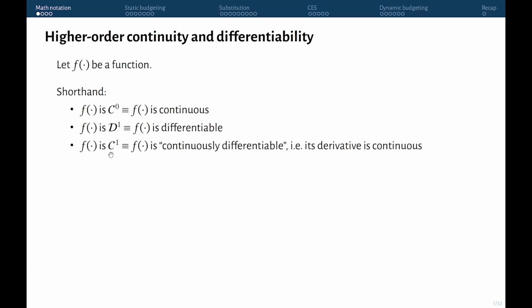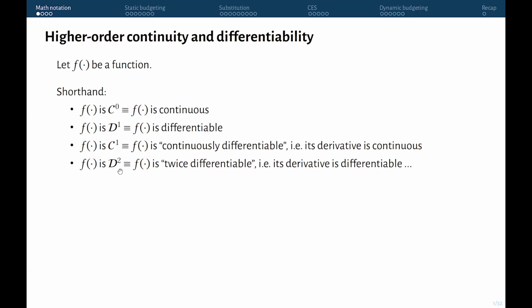And C1 if it's continuously differentiable, that is, if its derivative is continuous. D2 if its derivative is differentiable, that is, if it's twice differentiable, and so on. So you can keep iterating, but I think we'll only ever get up to D2. Or C2 at least. Yeah.